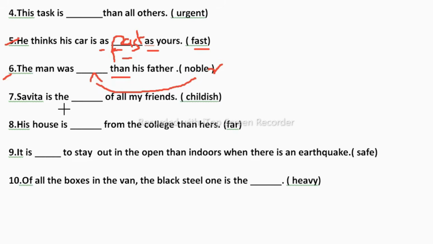Savita is the dash of all my friends. So students, you need to focus here. Savita is the... the article "the" we have used here, which we use in the superlative degree. "All", this word also.